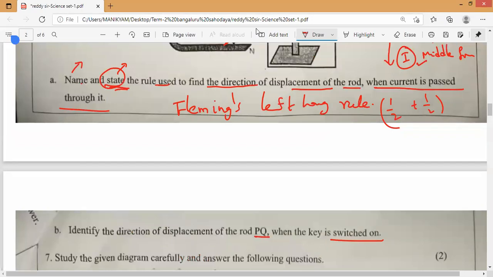Aishwarya, Bhumika, Varshini, no response at all. I don't know what you're doing.